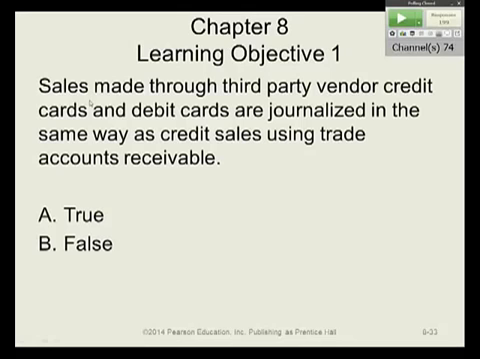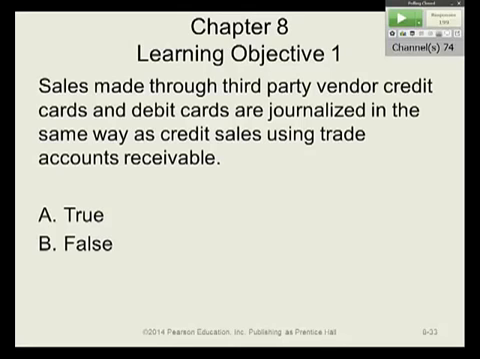Sales made through third-party vendor credit and debit cards are journalized in the same way as cash sales using trade accounts receivable. Okay, so credit card sales using trade accounts receivable. And the answer to that one is going to be false, because trade accounts receivable, how do we record those? Debit accounts receivable, credit sales. And for plastic sales, we're going to treat them as cash sales. So this one is going to be false because we record third-party vendor sales as cash.